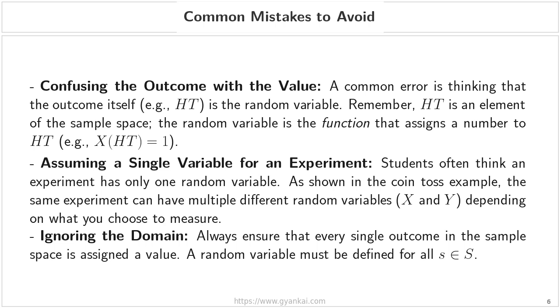Finally, never ignore the domain. When you are defining a random variable, you must ensure that every single possible outcome in your sample space is assigned a value. A random variable is only complete if it is defined for all s, where s is an element of the sample space S. If you leave even one outcome without a numerical assignment, your function is incomplete. Keep these points in mind as we move into our final summary of the key takeaways.